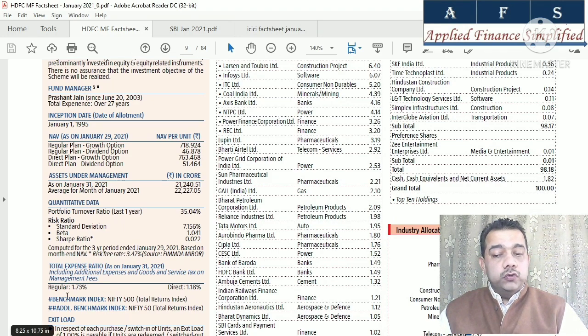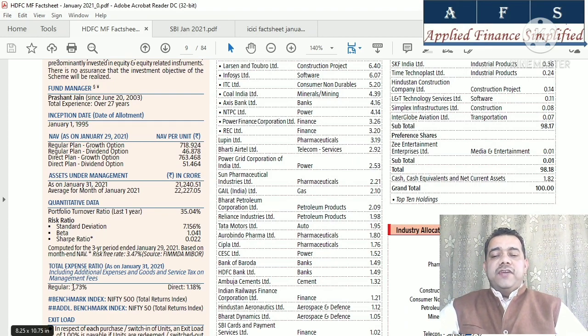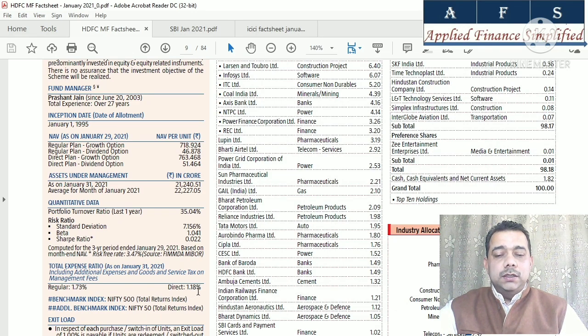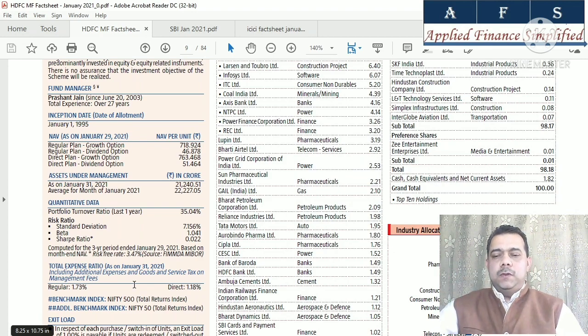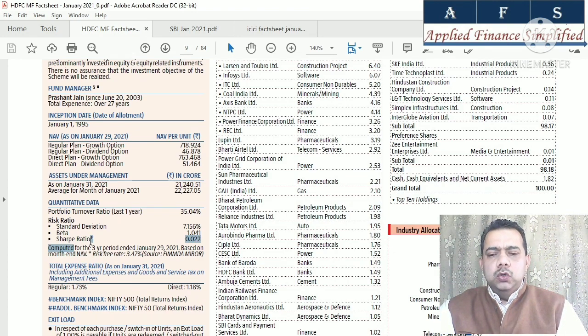Now this is the most crucial part, the regular and the direct. The regular plan load is 1.73, whereas the direct plan load is 1.18. Now please remember, this number is a very small number and for you it may not mean much, but I will explain to you what the difference costs you in the long run. Sharpe ratio is nothing but the risk adjusted ratio, and the higher the ratio, the better it is.